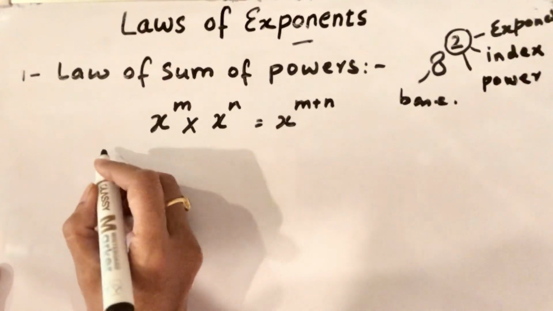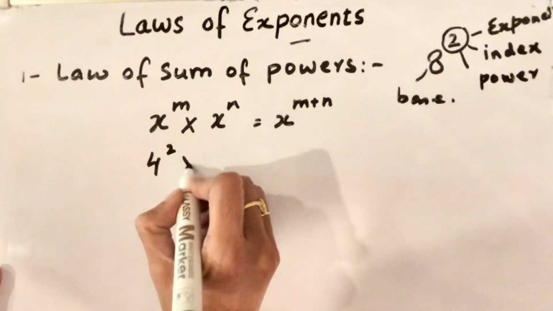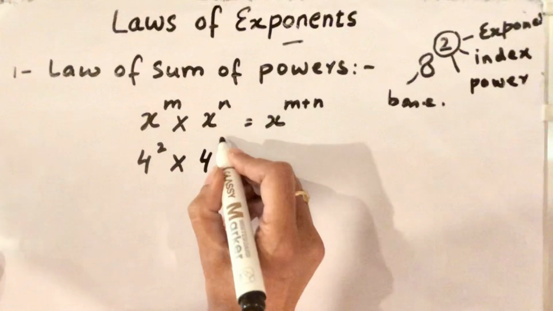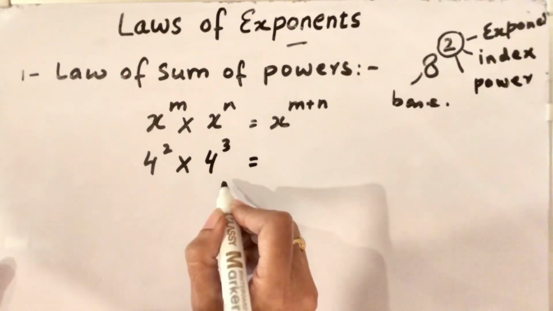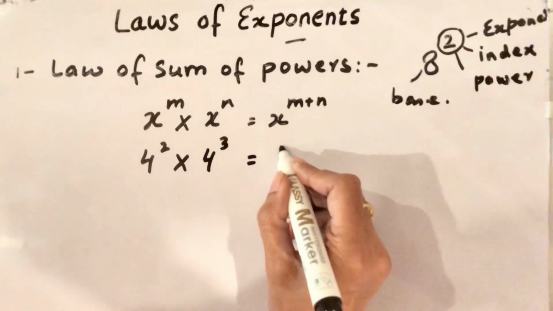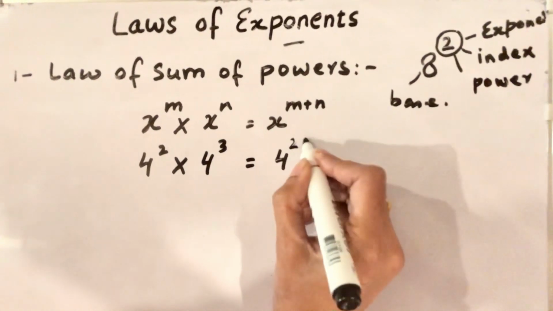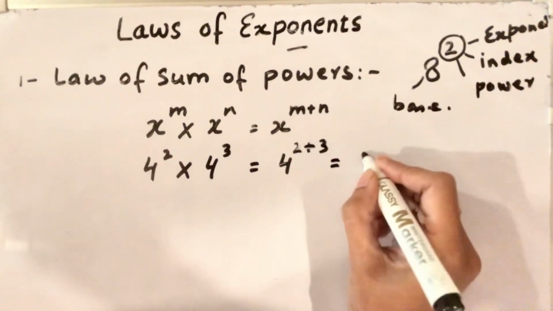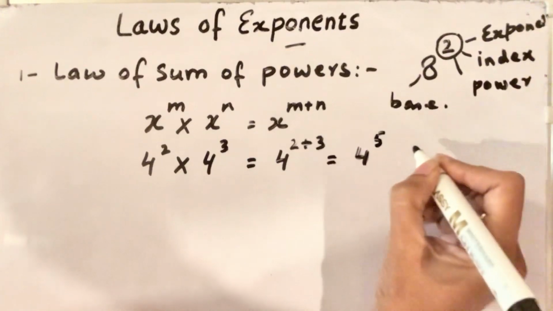We have an example. For example, we have 4 square multiplied by 4 cube. So we have the same bases, so we keep the base 4 the same and their powers will be added. So it becomes 4 power 5.